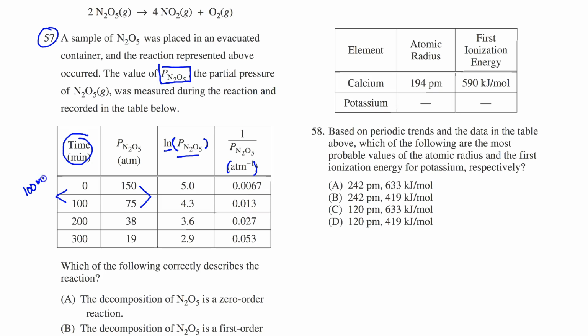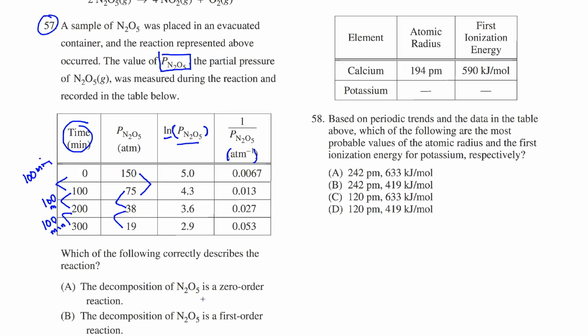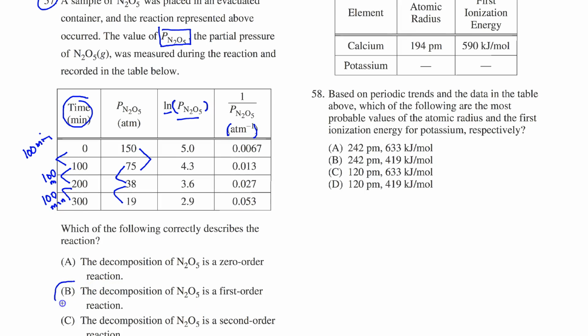Now, if it's first order, that 100 minutes should stay constant. What's half of 75? That's what, 37.5, which is 38. So, hey, it halved again, and the time between this point and this point is still 100 minutes. And what's half of 38? 19, and that's still 100 minutes. So I can see that the half-life stayed constant, and therefore the decomposition of N2O5 is first order, B.